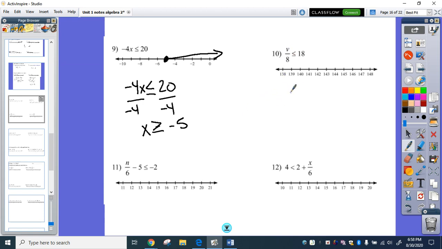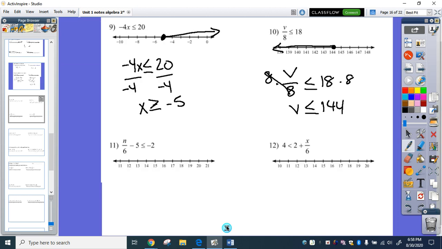In number 10, we have v divided by 8 is less than or equal to 18. Well, if it's division happening to my variable, to undo it, I multiply. Cancels my 8's out, so I get v is less than or equal to 144. So I have a closed circle at 144. It's less than, so I shade to the left.